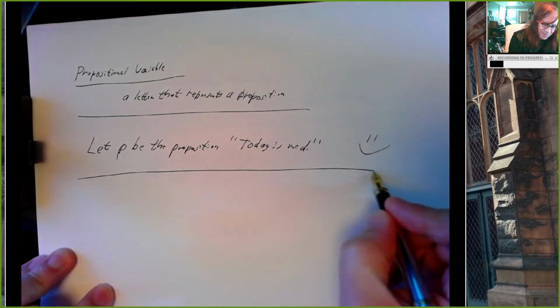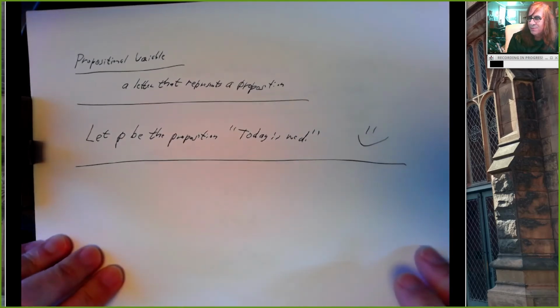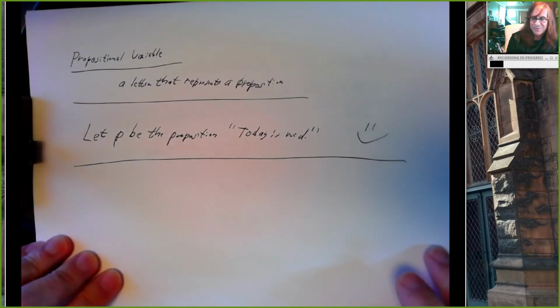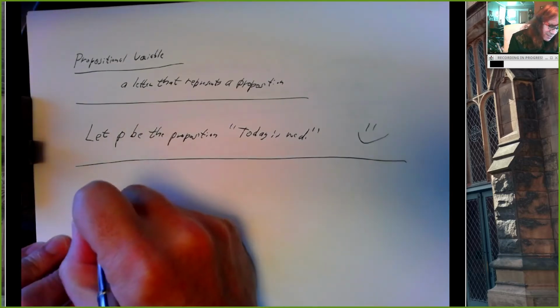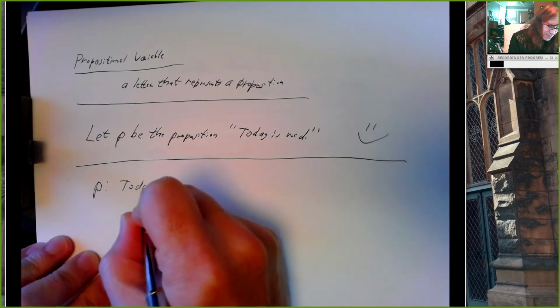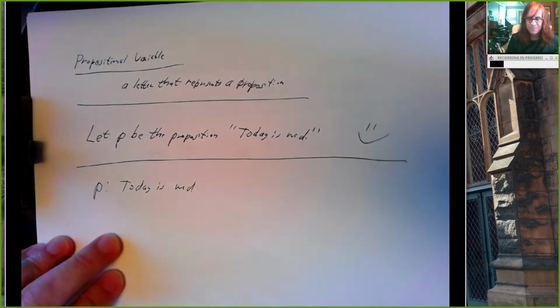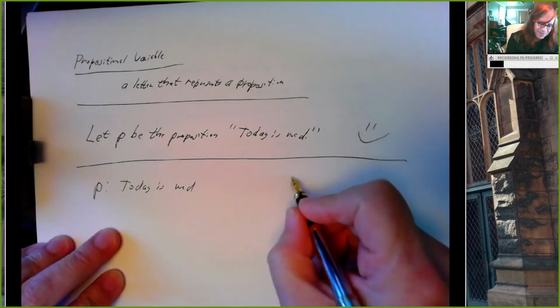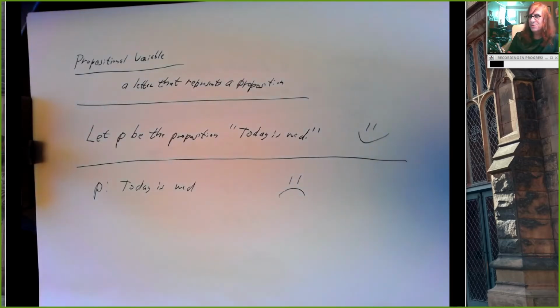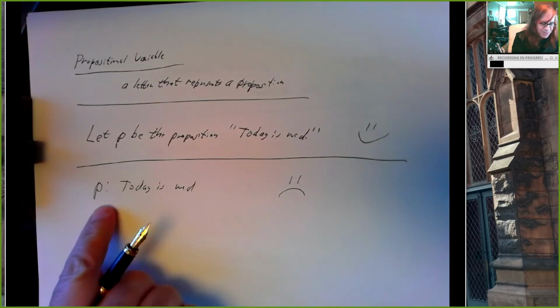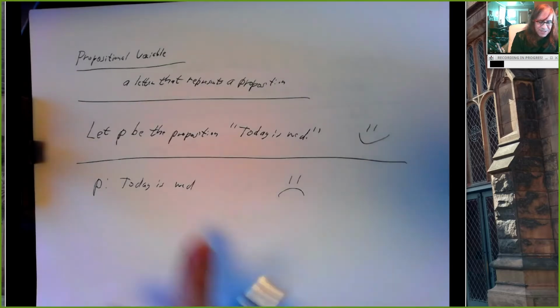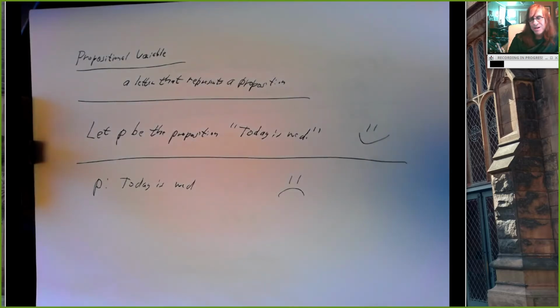If you're rushing to finish your homework because it's 7:45 in the morning and it's due in 15 minutes, you may do something like this: P colon, today is Wednesday. If I see that at the beginning of your proof, I understand what you're trying to do. You're trying to say P is a proposition which stands for the statement "today is Wednesday." But it's not quite as formal.